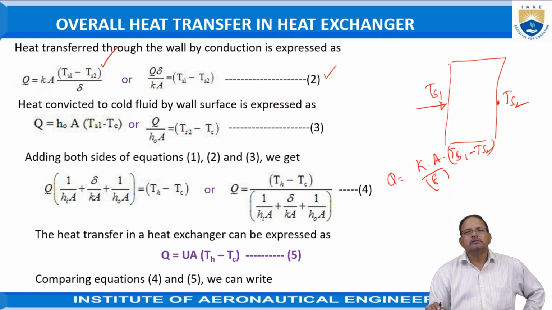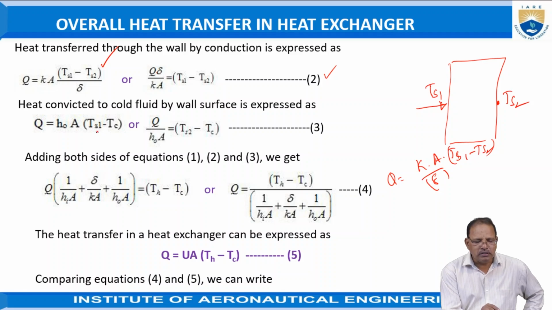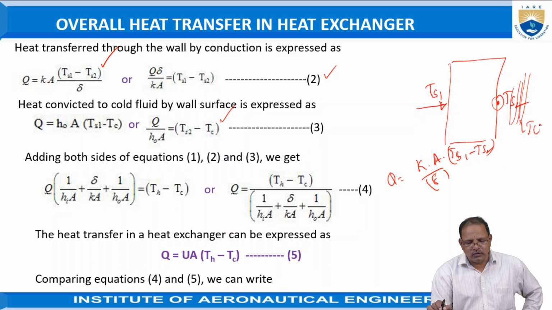Similarly, heat convected to the cold fluid by the wall surface is expressed as Q is equal to Ho into A into TS2 minus TC. From this relation we get Q by Ho A is equal to TS2 minus TC, where TS2 is representing the temperature of the outer wall, which is in contact with the fluid. Assume TC is representing the temperature of the cold fluid.